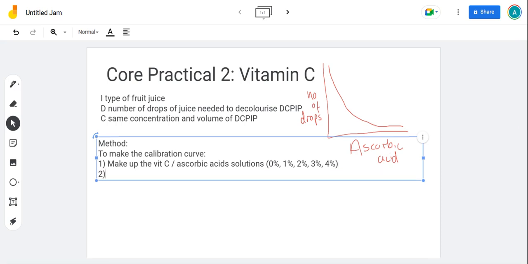Alright. Next, I need to measure out a known concentration of DCPIP into a test tube. 5 ml would be good. So again, use values in your method. Measure 5 ml. Rather than ml, centimetre cubed is better, but I can't do cubes on my program here.